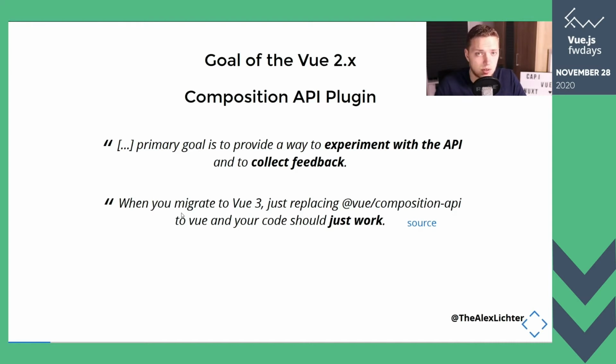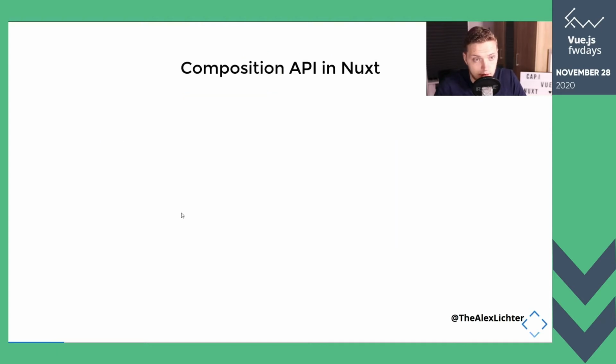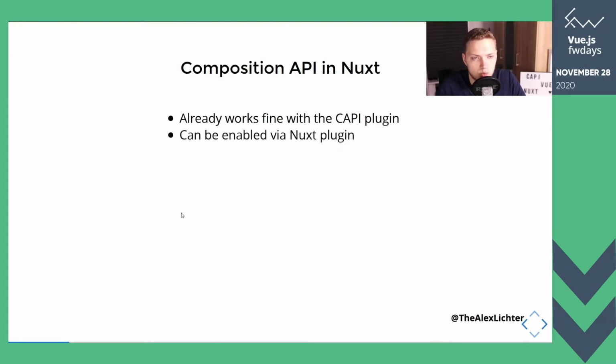But there's also another goal that's written a bit further down, and it's about migration. It says when you migrate to Vue 3, just replace Vue composition API with Vue and your code should just work. So making the migration at some point later on easier is also a goal here. I think these two things are important to keep in mind. The good thing again is the composition API plugin can be used with Nuxt without any problems. You can just add it, register it in a Nuxt plugin, and this will work out of the box. You can use ref, reactive, watch, and so on.